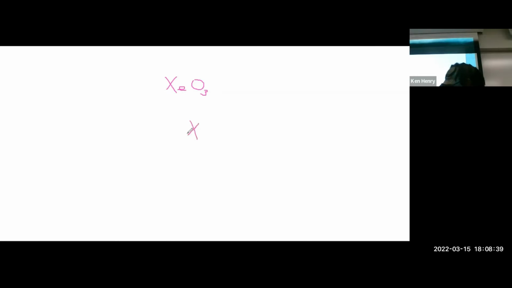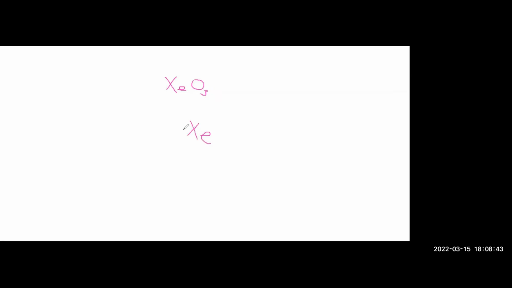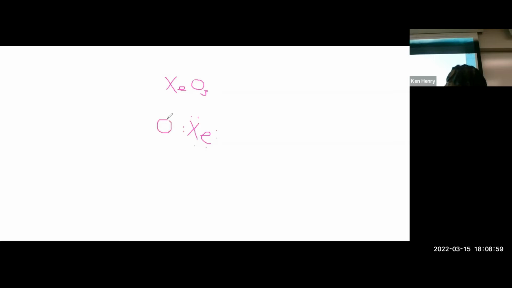And how many valence electrons does xenon have? 8. It has 8. And if I recall correctly, oxygen has 6 valence electrons. Okay, so each oxygen has 6 valence electrons.